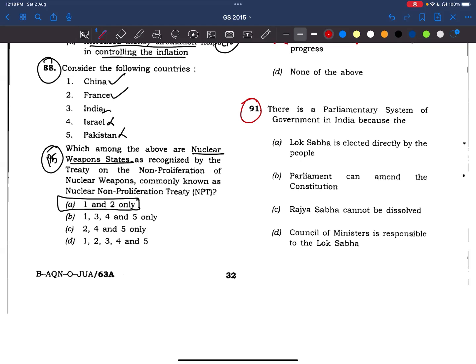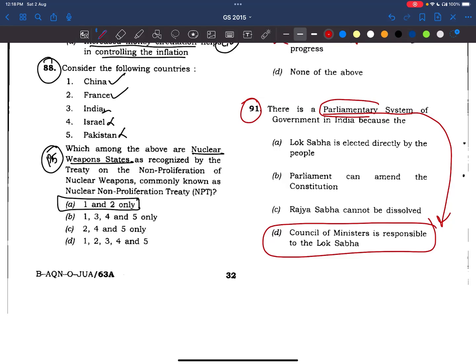Coming to the 91st question. There is a parliamentary system of government in India because of... This is a simple definition, friends. As I've already said a few minutes back, because the Council of Ministers is responsible to the Lok Sabha. This is the definition of parliamentary democracy. Very simple. I'm repeating, friends, not to waste your time. Here we have to read the parliamentary system chapter and the Parliament topic as well. Since Lok Sabha, Parliament and Rajya Sabha are mentioned, it all becomes important. Let's revise from Laxmikanth.